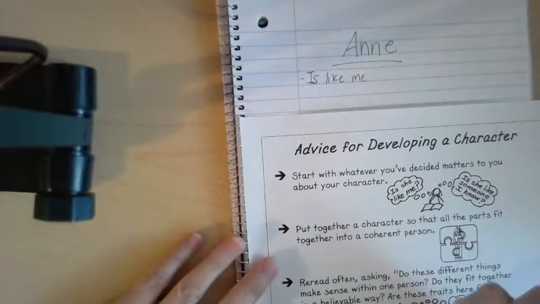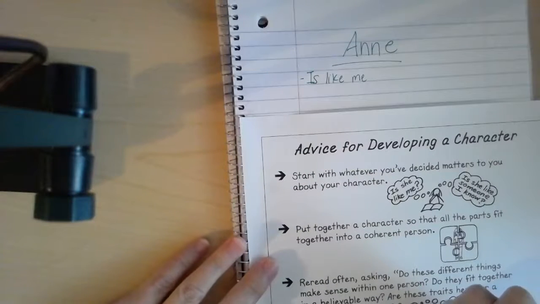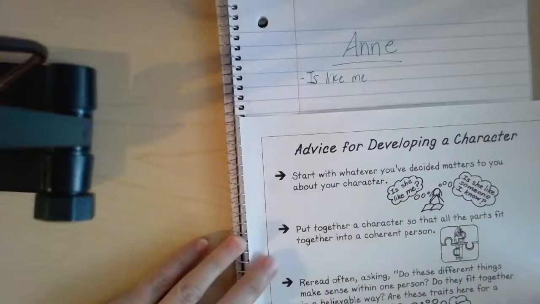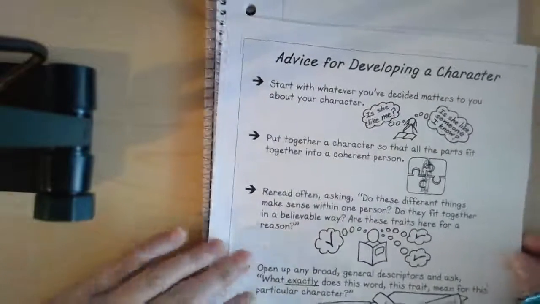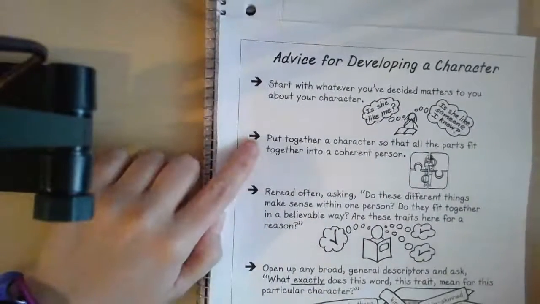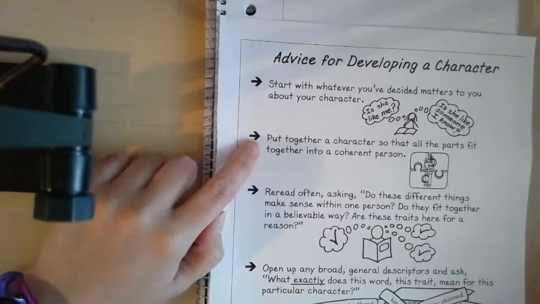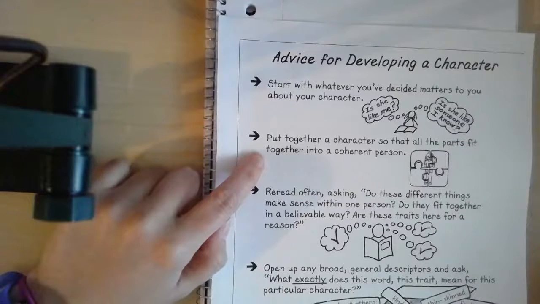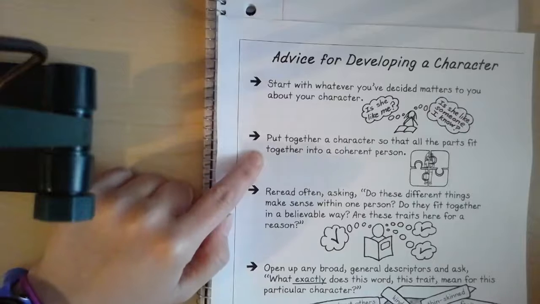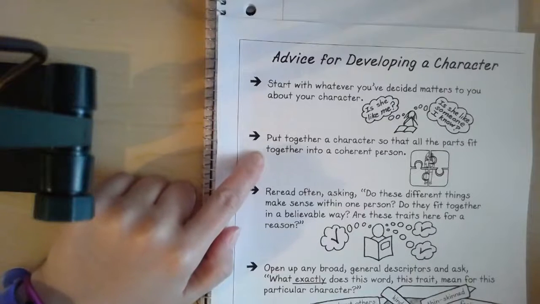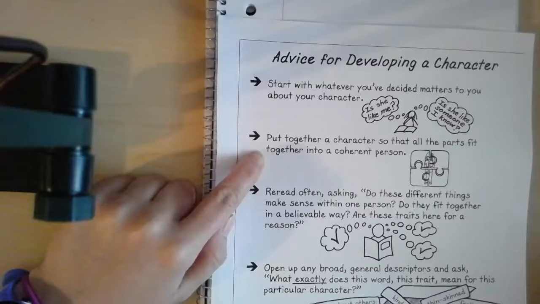And that's important because now I can start to say what kinds of things would be in character for this person. So the next line says, put together a character so that all the parts fit together into a coherent person. Most of you have done puzzles before. You know what it's like when you've got pieces that don't fit together. The picture doesn't look right. Even if you smash them into each other, it never quite looks the same. So you have to make sure that all of the things about your character make sense.